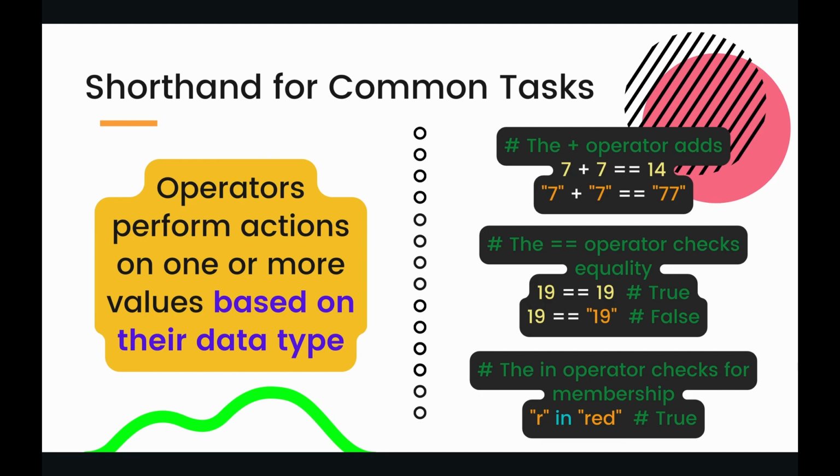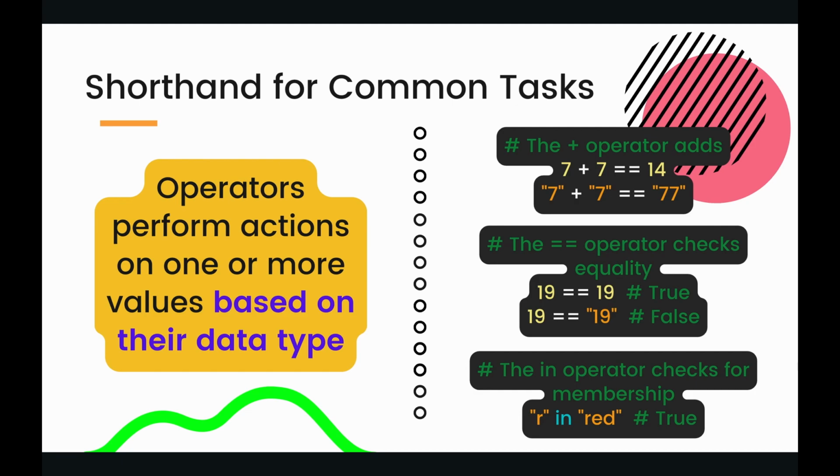So I want to highlight the latter part of this phrase: based on their data type. And that is because operators actually can produce different results and have different behavior based on the data type of the values that you're trying to operate on. So let's take a look at the right-hand side of the screen. Let's say that we were trying to use the plus operator to add two numbers together. So if we were to say 7 plus 7, that would evaluate to, as we would expect, 14.